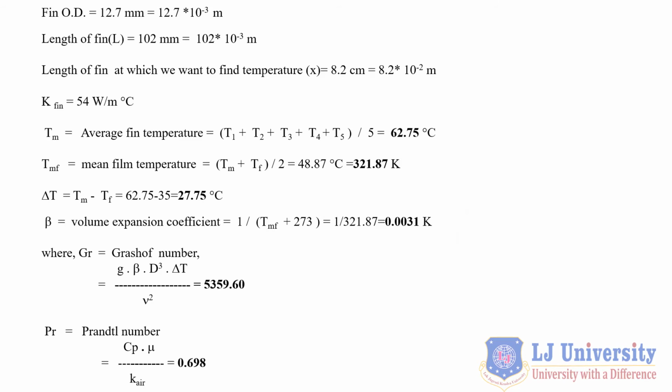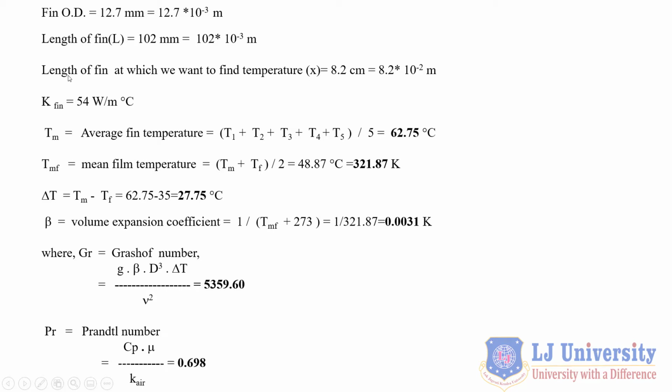Now let's see the calculation. Before that, let's see the given data. The fin outer diameter is 12.7 mm. You have to remember to convert all values into meters, so 12.7 mm is 12.7 into 10 raised to minus 3 meter. The length of the fin is 102 mm, so it will be 102 into 10 raised to minus 3 meter.